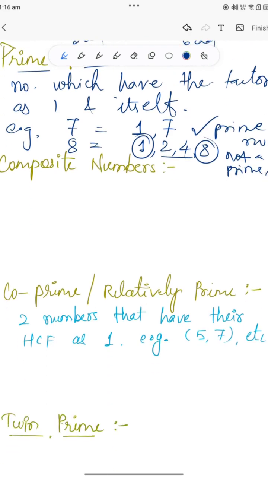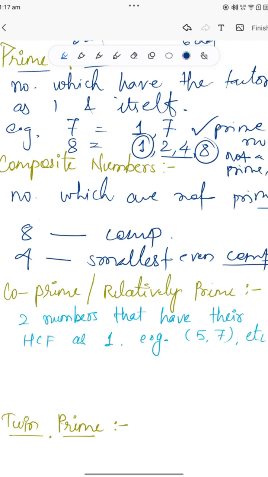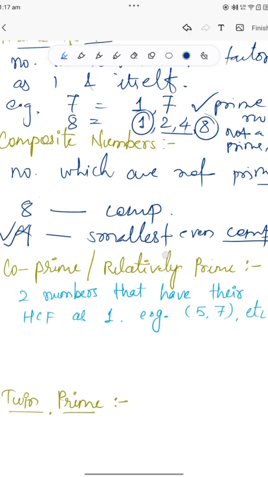Okay, cool. Next, come to composite number. Numbers which are not prime are called composite numbers. Suppose I said 8, so this will be your composite number. Okay, cool. So the smallest composite number will be 4. Smallest even composite number, this is important. And in some exams you will get it directly, asking which is the smallest even composite number. So that is 4. Cool.